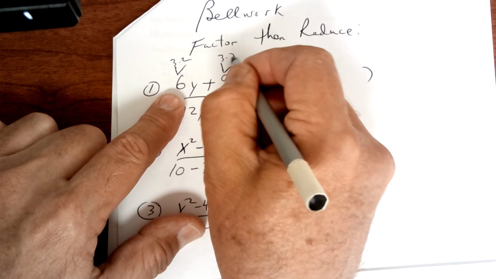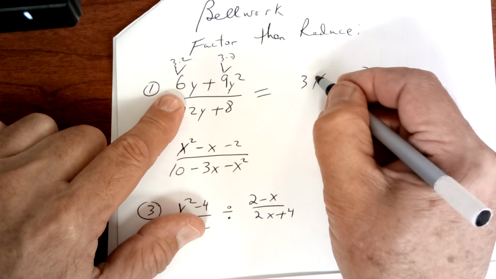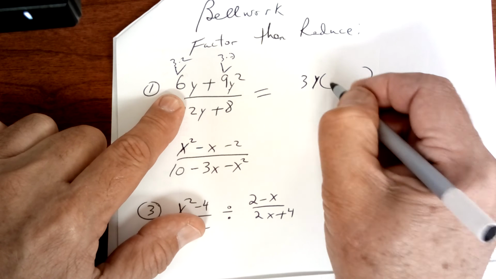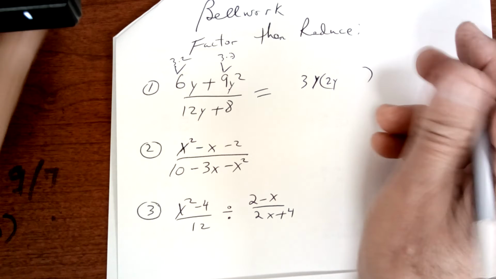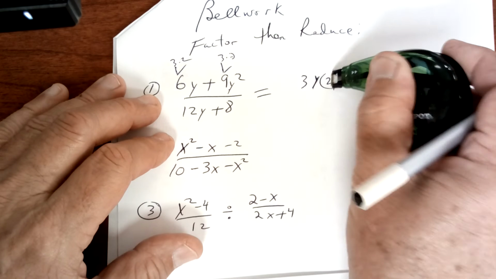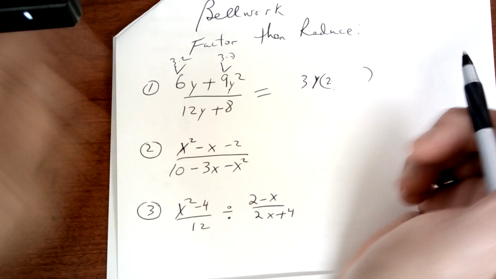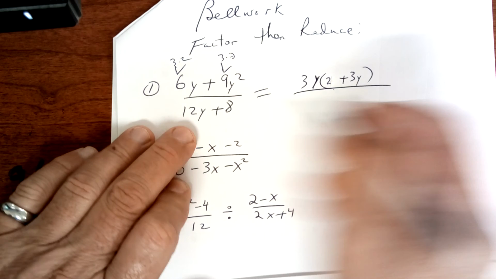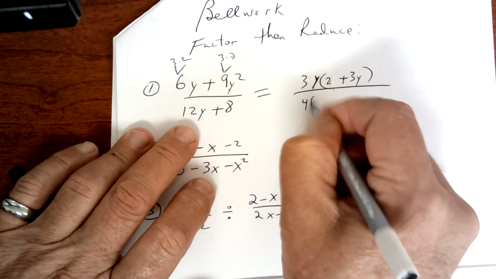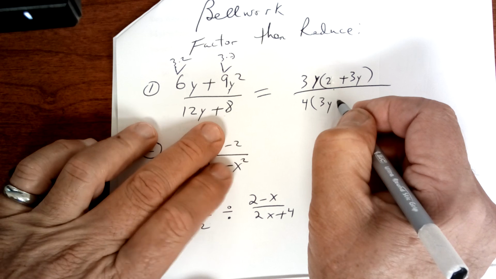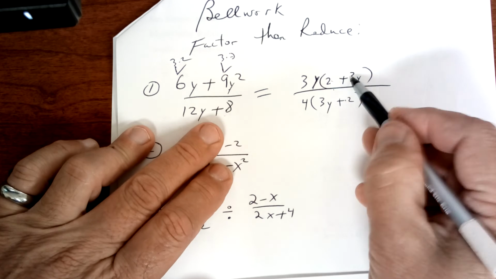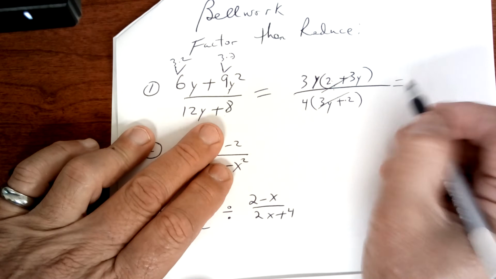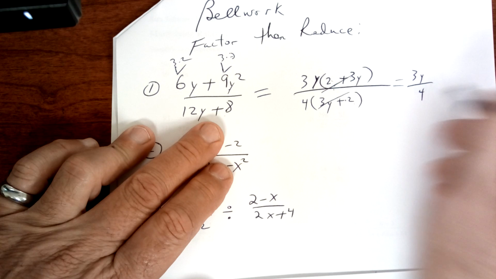So the greatest common factor is 3y. So that's going to be 2y, and actually no, because you took the y out. So it's just 2. And then this one is going to be plus 3y. Down here, you're going to take out a 4, I think. This is the same as this. So your answer is going to be 3y over 4, and you're done.